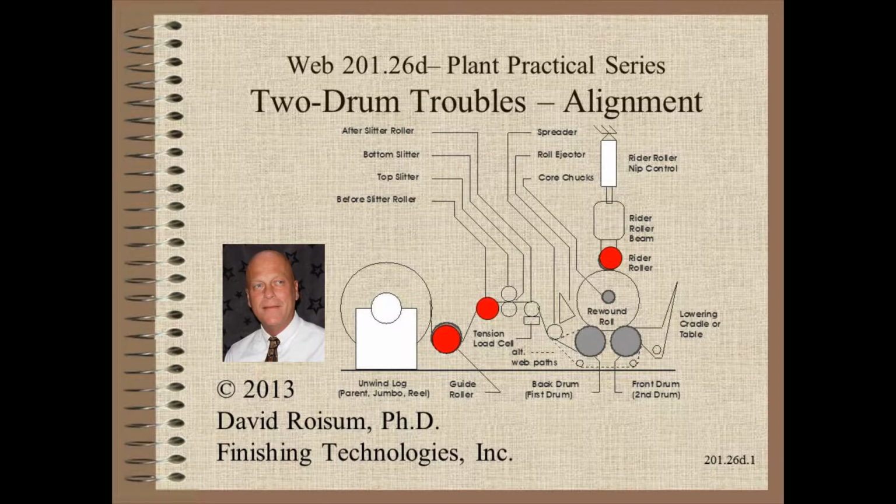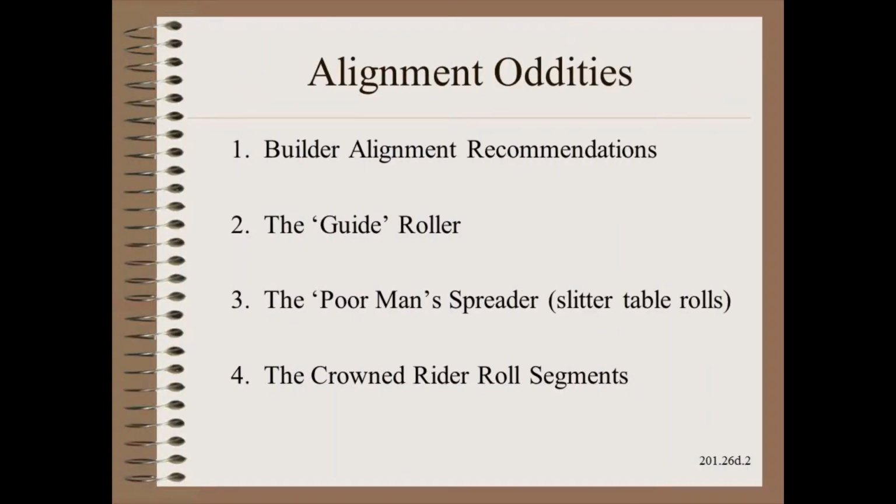In this fourth of several videos on two-drum winders, we discuss how current understandings of roller alignment are inconsistent with previous teachings given by all the major builders and service people. Here we will briefly discuss 4 alignment oddities. They are machine builder recommendations, the design of the so-called guide rollers, the bowing of the slitter table rolls to simulate a spreader, and the crowning of rider roll segments.